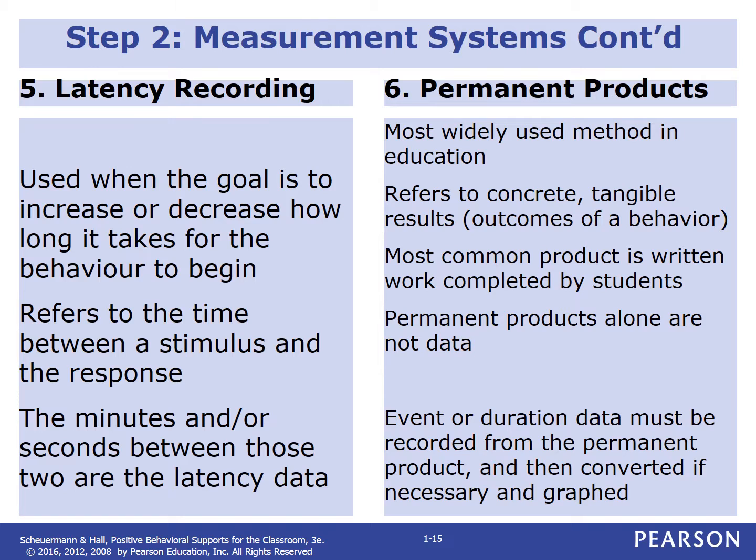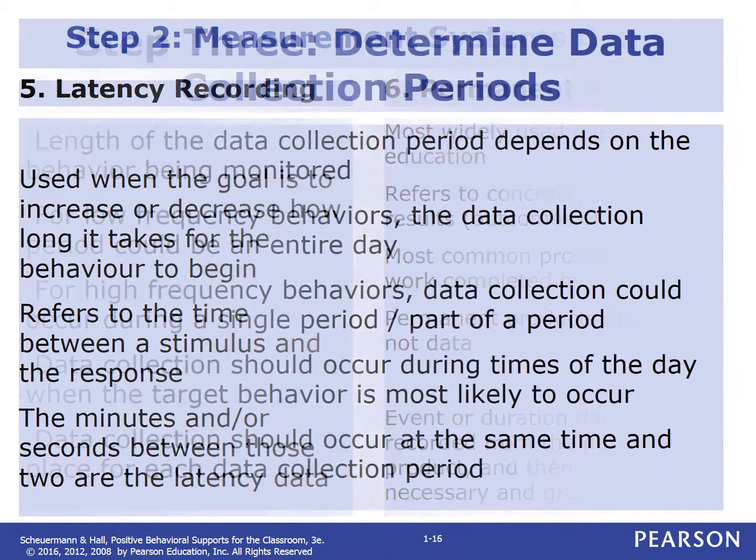6. Permanent products, most widely used method in education. Refers to concrete, tangible results, outcomes of a behavior. Most common product is written work completed by students. Permanent products alone are not data. Event or duration data must be recorded from the permanent product and then converted, if necessary, and graphed.